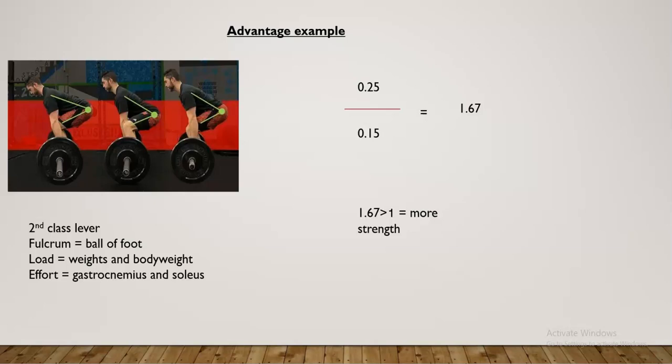Now, if we take this equation again, it would be the effort arm divided by the load arm. Now we know the effort arm here is 0.25. The load arm is 0.15. So this equation put into play would be 0.25 divided by 0.15, which equals 1.67, which is greater than 1, which means that it's more strength. It is an advantage, especially in this movement, as it is a strength-based movement.